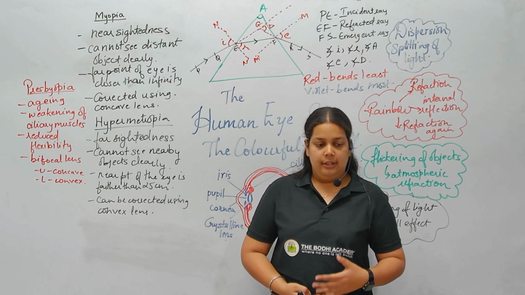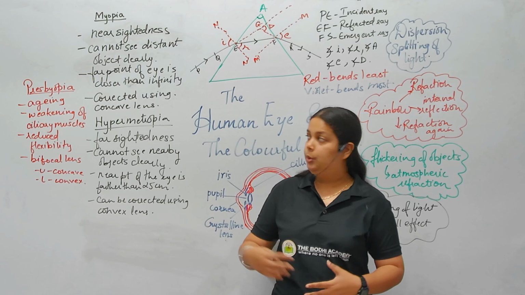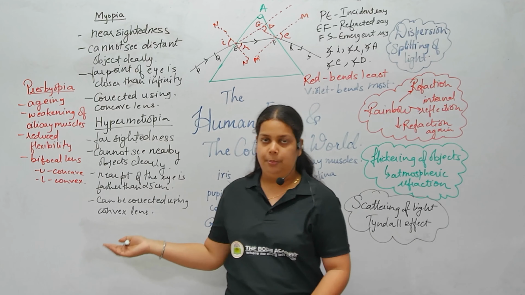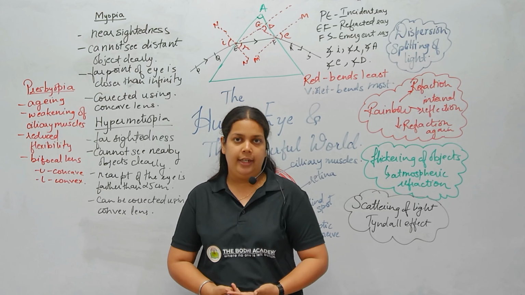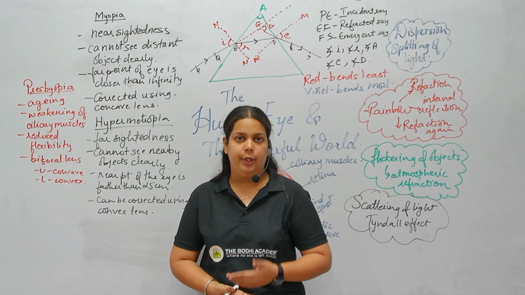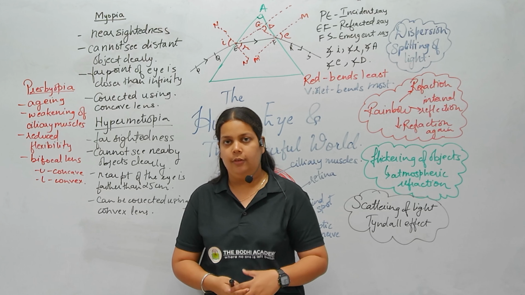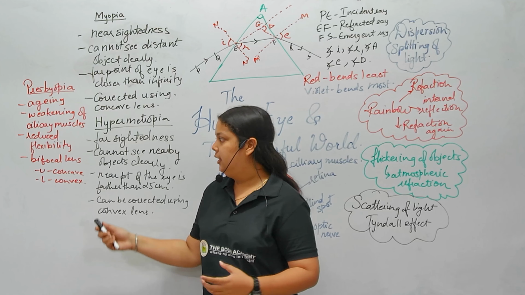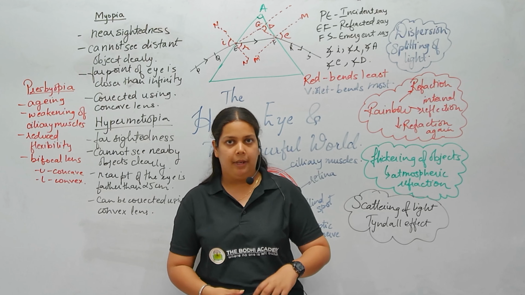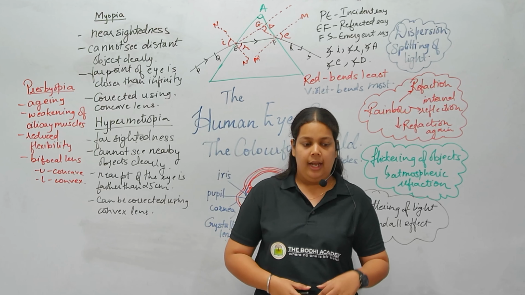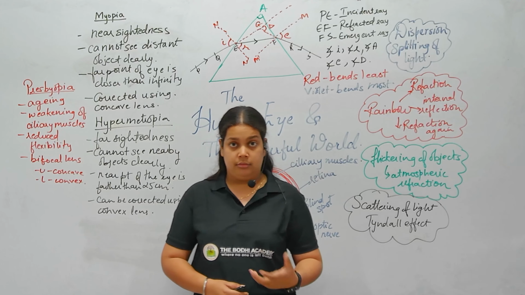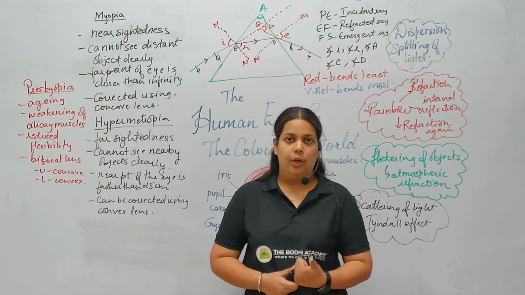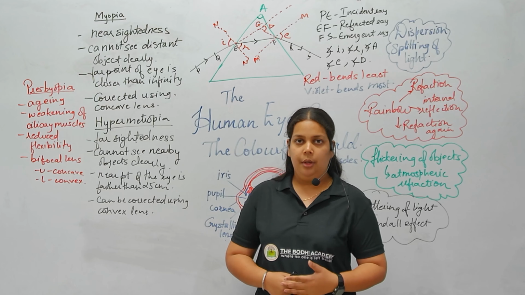And some individuals may have both hypermetropia and myopia, and this defect, presbyopia, can be corrected using a special type of bifocal lens in which the upper part is the concave lens and the lower part is the convex lens. Refractive defects can be corrected using contact lenses or even surgery procedures.